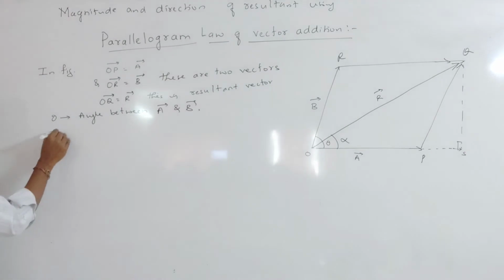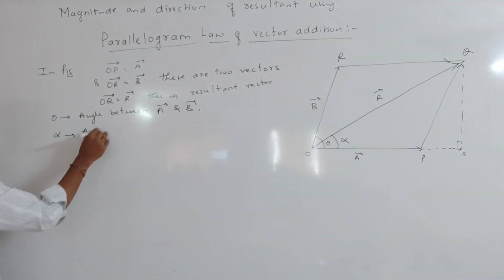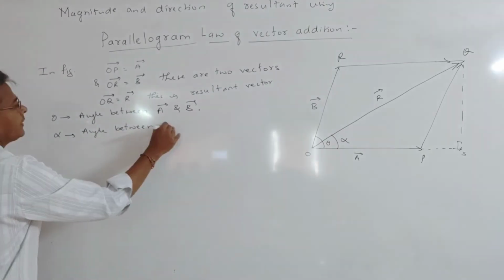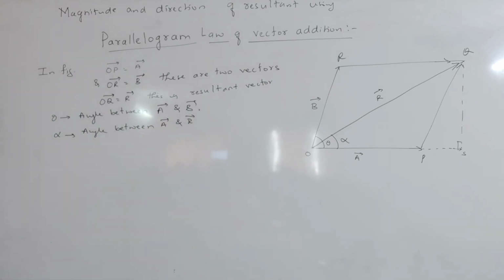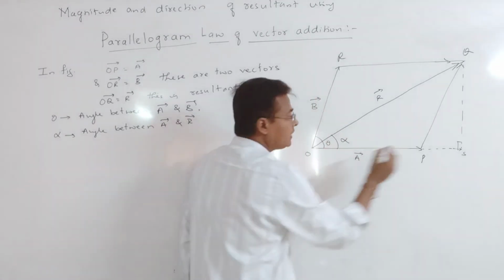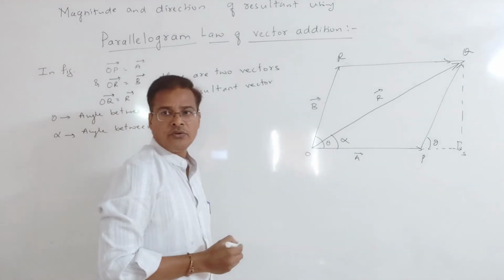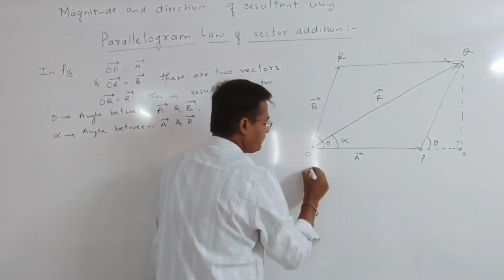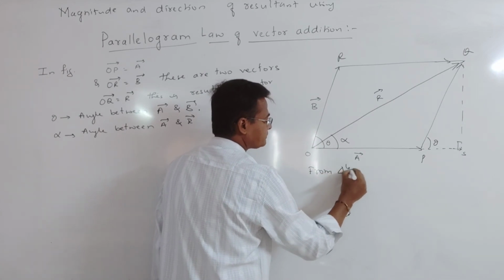Okay, so alpha is the angle between the A vector and the R vector. Here, whatever theta is there, the same angle we can see at this point. Okay, the same angle we are going to get. So we can consider it from a triangle, this way.